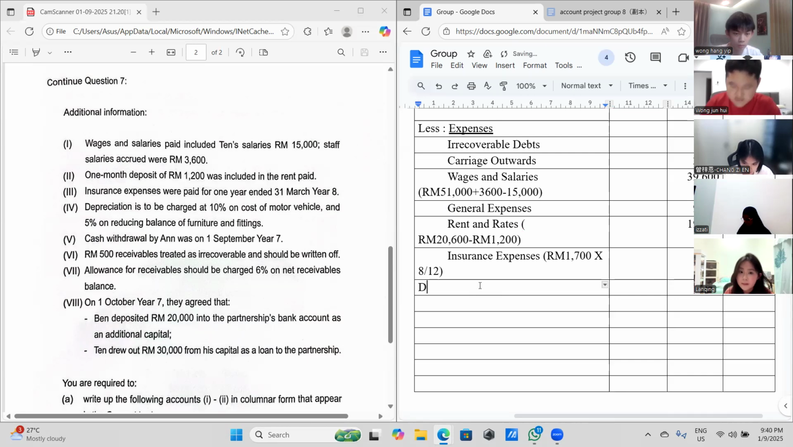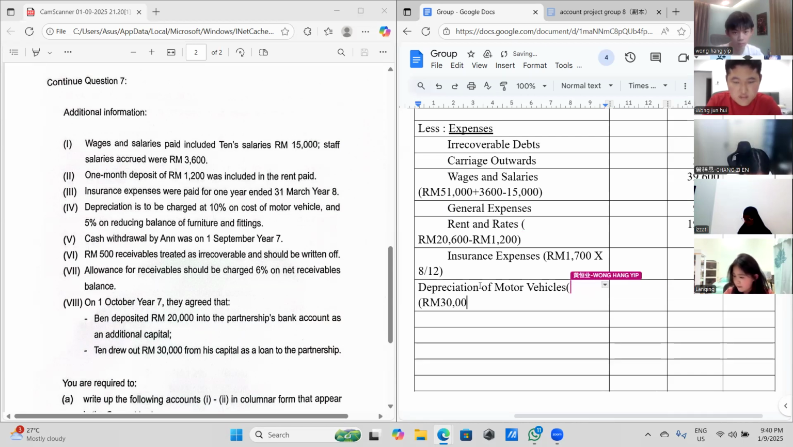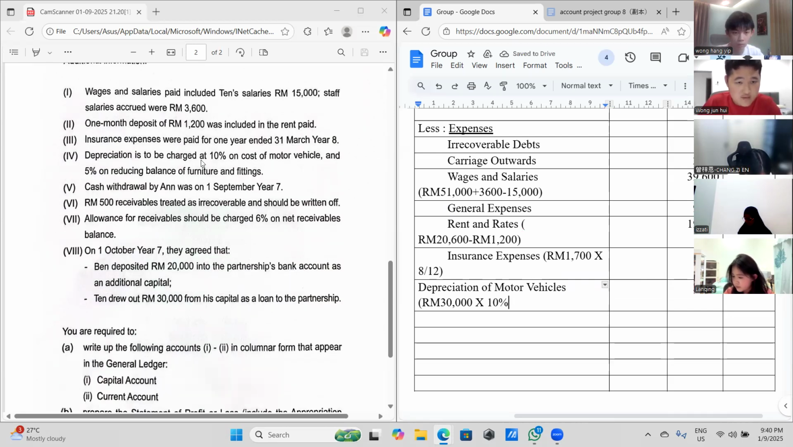And another one is the depreciation of motor vehicles. The cost is 30,000 multiply 10% since it's the depreciation. The depreciation of the cost of motor vehicle is charged 10% over here. And we get 3,000 here.